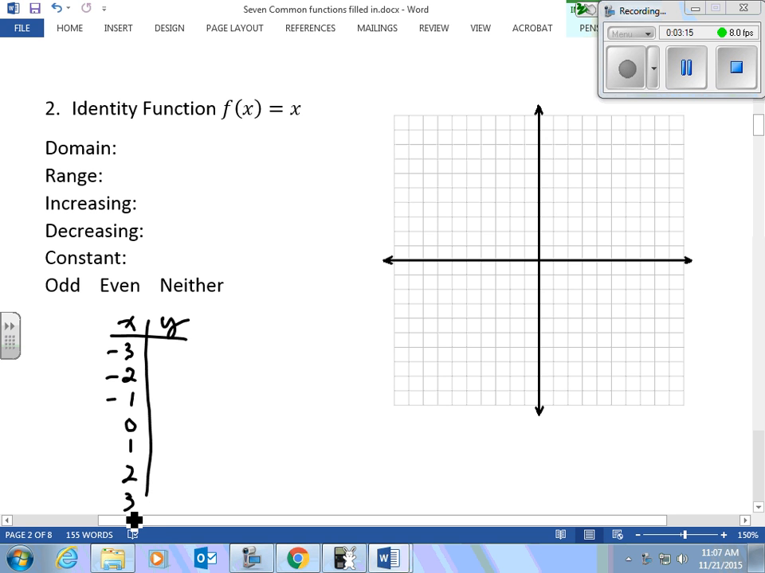If y is equal to x, then when x is -3, y is -3. And likewise, -2, -1, 0, 1, 2, and 3. So we've got the point -3, -3, -2, -2, etc. And we have a straight line that goes through the origin at a 45-degree angle to the x-axis.